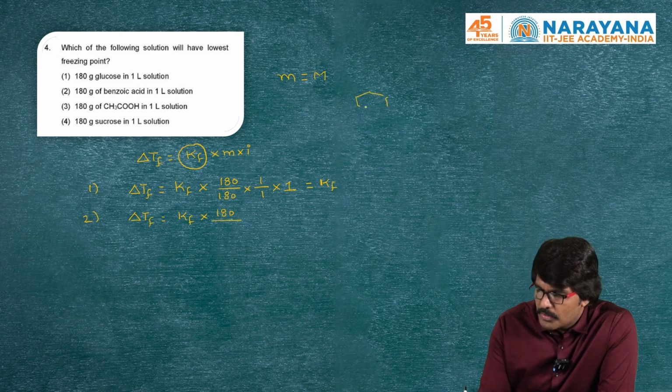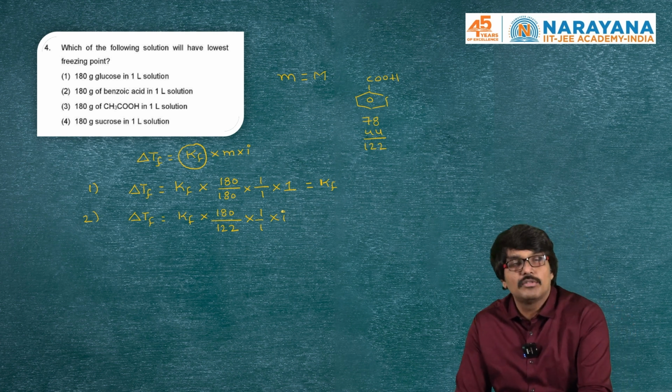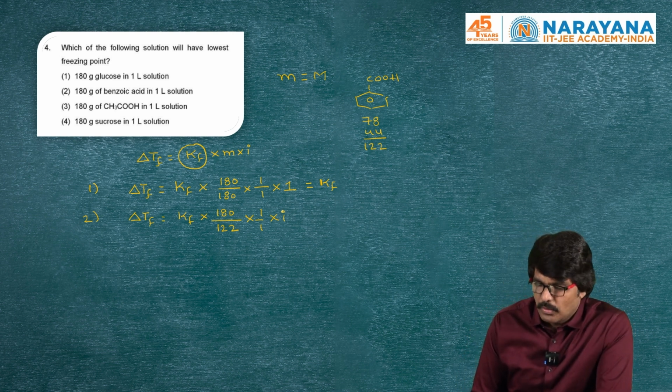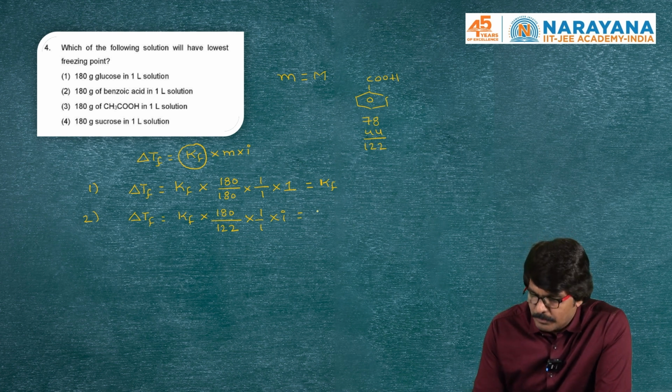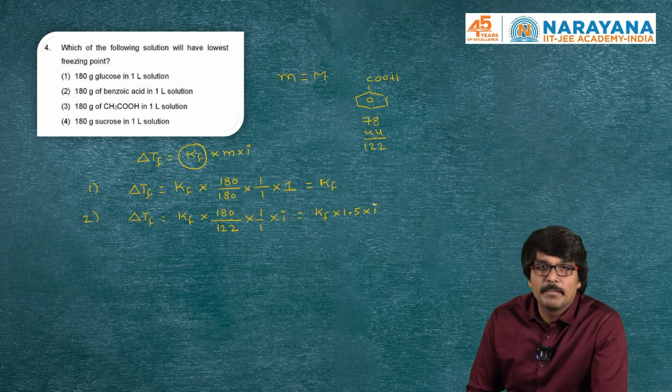So here that is C6H5COOH, and its molecular mass is 78 plus 44, that is 122. Volume of the solution is 1, and Van 't Hoff factor is not given, but it is actually a dissociating solute. So let us take it as 180 by 122, approximately around 1.5. Therefore, I will write it as Kf into 1.5 into I. Let it be I. We'll compare the values.